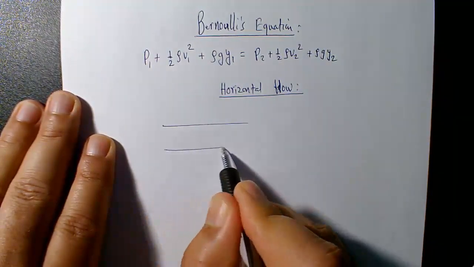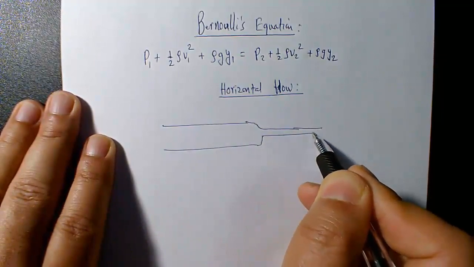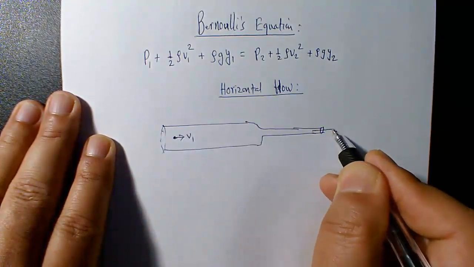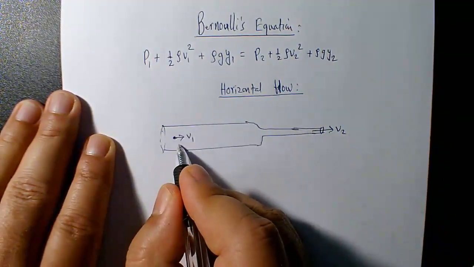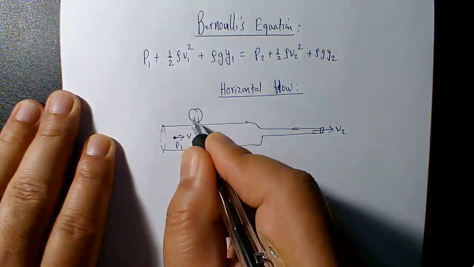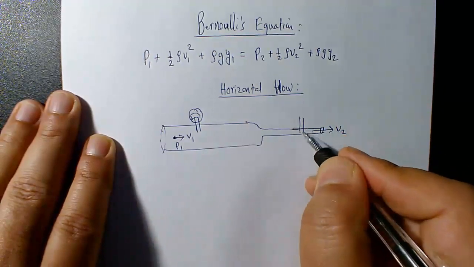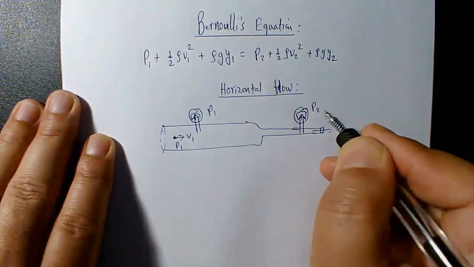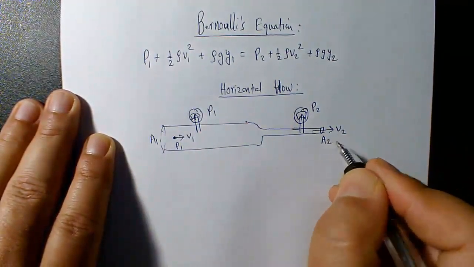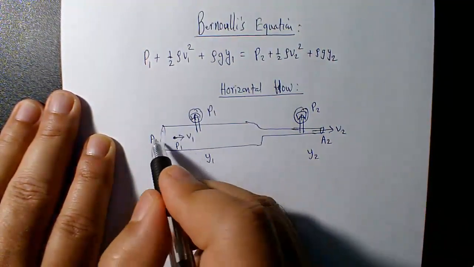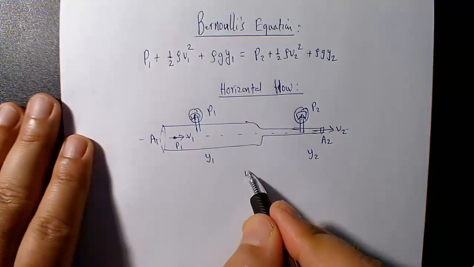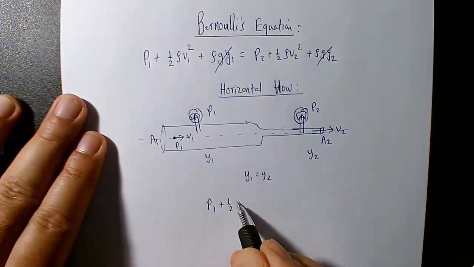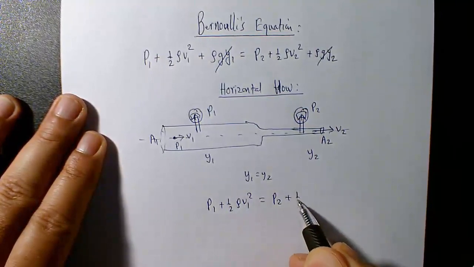Let's say fluid flows through a horizontal tube of different cross sections, like this. Velocity here is v1, velocity here is v2, and it must be at higher speed here. You can attach a pressure gauge here to measure p1, and a second pressure gauge here to measure p2, with cross-sectional areas A1 and A2. Since it's a horizontal tube, y1 and y2 are equal, so you can cancel the third term. Then you end up with p1 + 1/2 rho v1^2 = p2 + 1/2 rho v2^2.